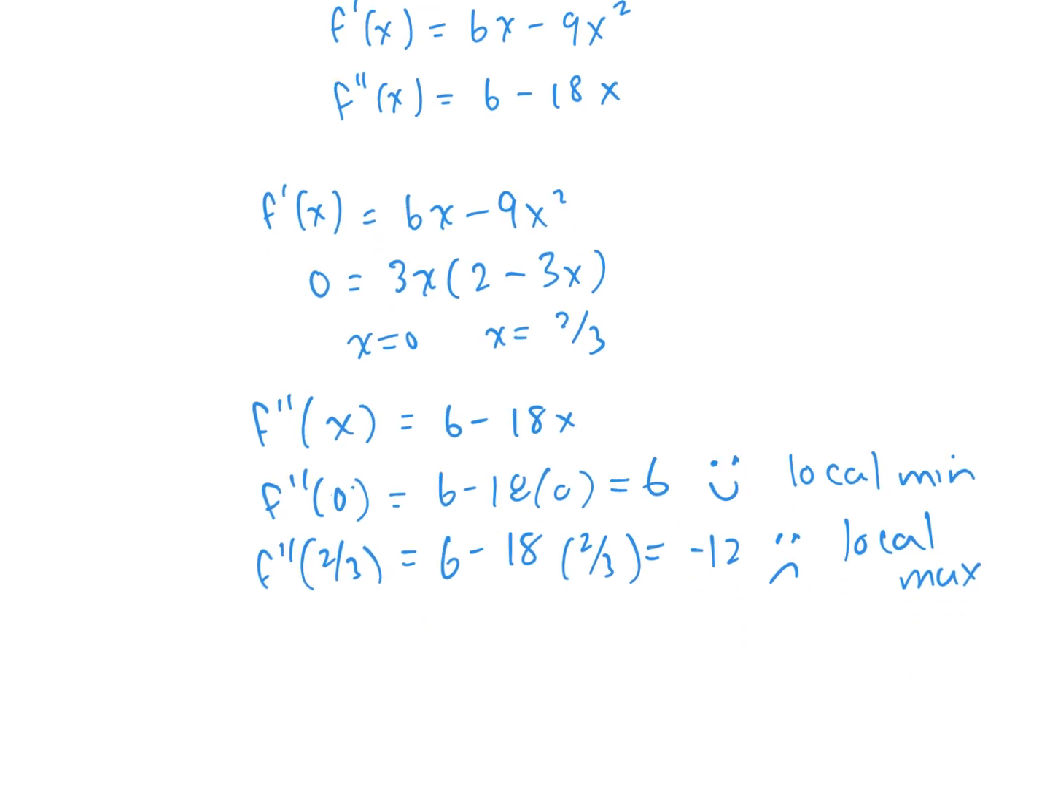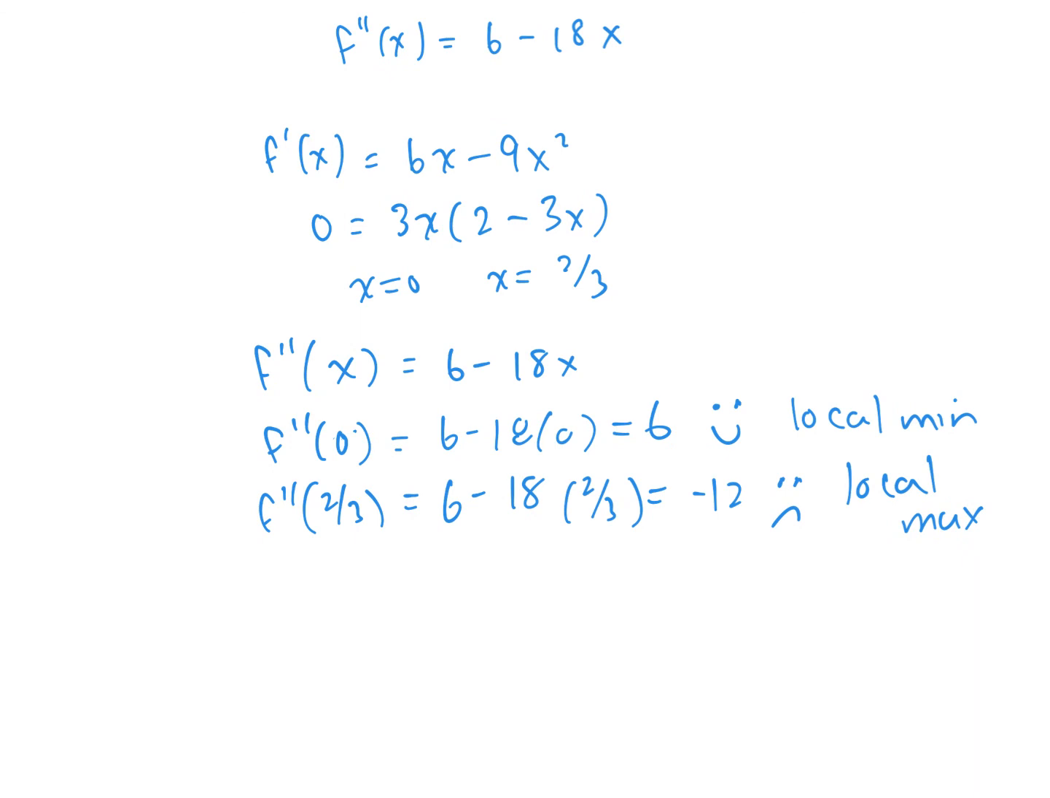So this is a little more efficient than doing the interval table. The interval table is fine, but this is just a quick test to see whether you have a local max or a min. So a local max at x equals 0, and we have a local min at x equals 2/3.